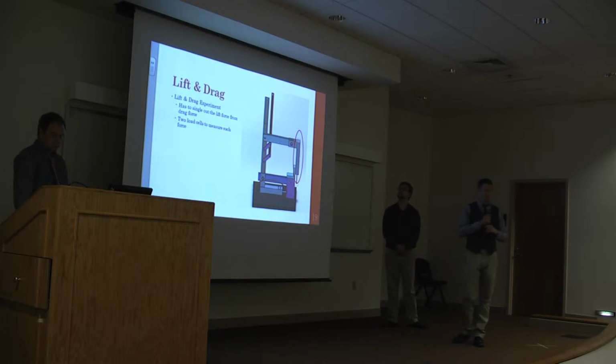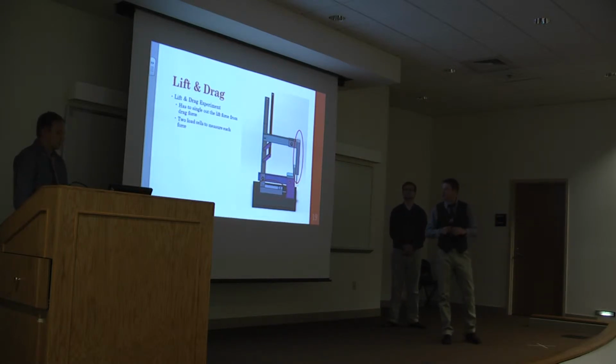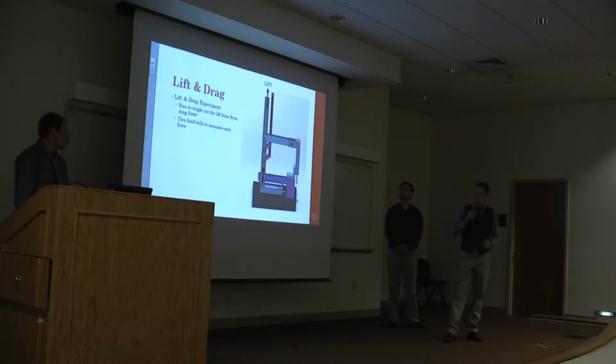You have two load cells that are able to take these forces and convert them into a digital signal, and then we're able to output this on a computer screen. So first off, you have your lift. Your lift is pulling straight up. You have your test element that you're mounting inside the test section up at the top, and that will be pulling on that riser. The riser will then transfer that force onto that load cell at the bottom, which will spit out a force and give you your lift.